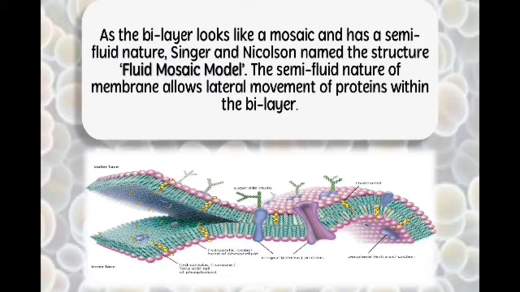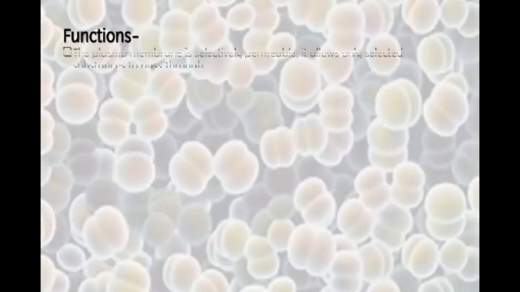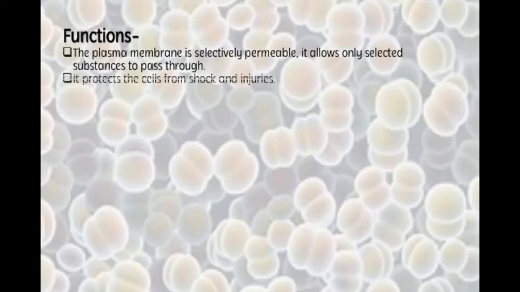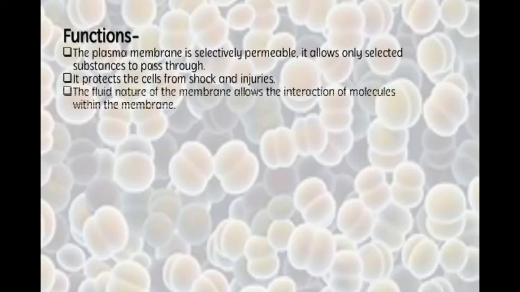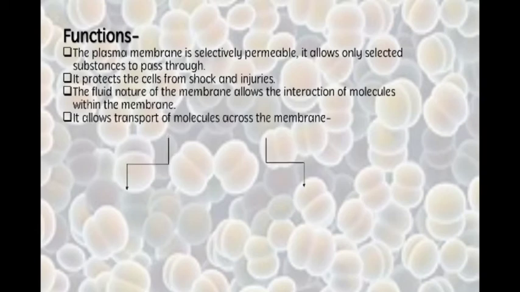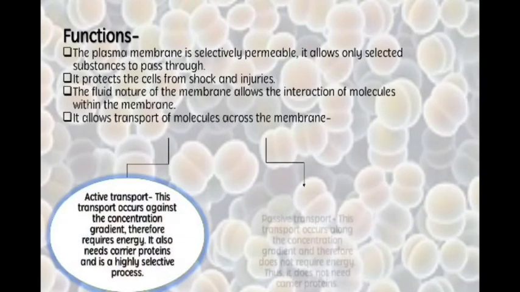Now, what is the function of the cell membrane? As the plasma membrane is selectively permeable, we know it. In our previous presentation, we discussed it. It allows only selected substances to pass through. So the basic job of the cell membrane is allowing transport of molecules across the membrane.